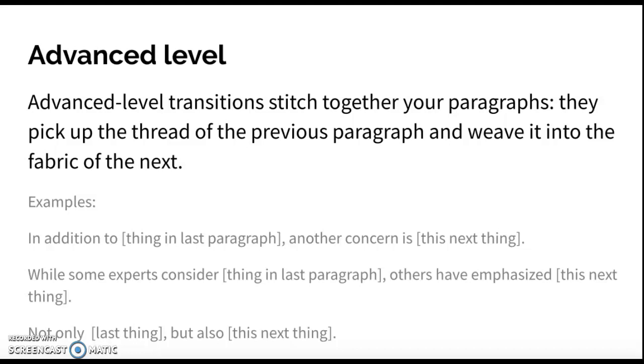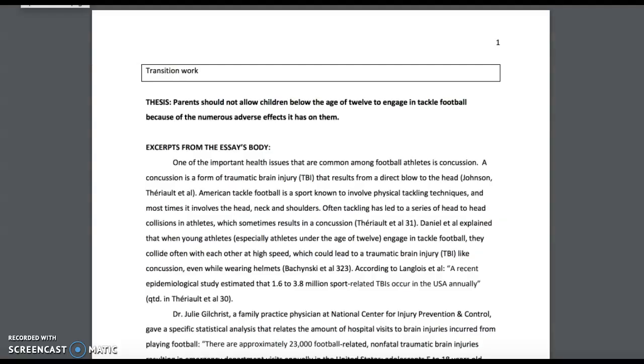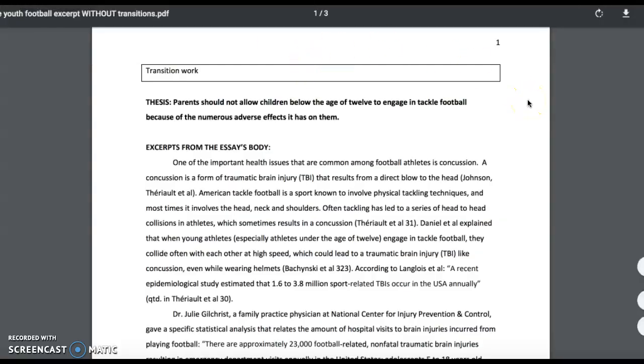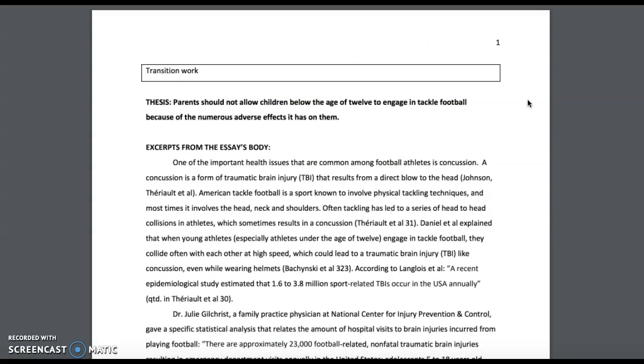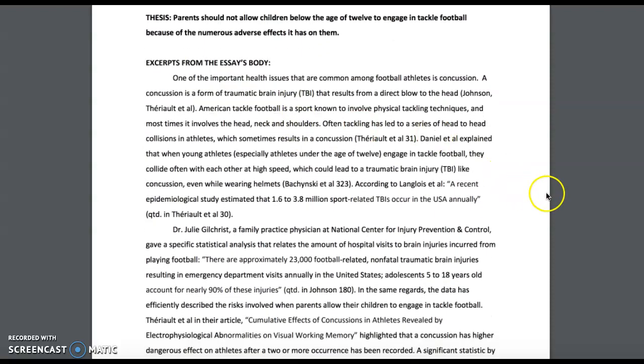This is kind of abstract right now, so I want to take a look at some examples in the sample papers that I've posted for you on D2L. So you may have already noticed this sample paper that I've posted for you. This is from a student's paper. The thesis of the paper is that parents should not allow children below the age of 12 to engage in tackle football because of the numerous adverse effects it has on them. And this paper is filled with really strong research from medical journals and that kind of thing.